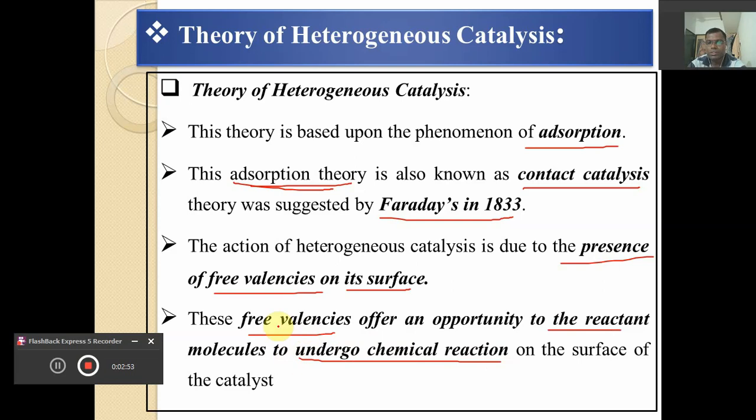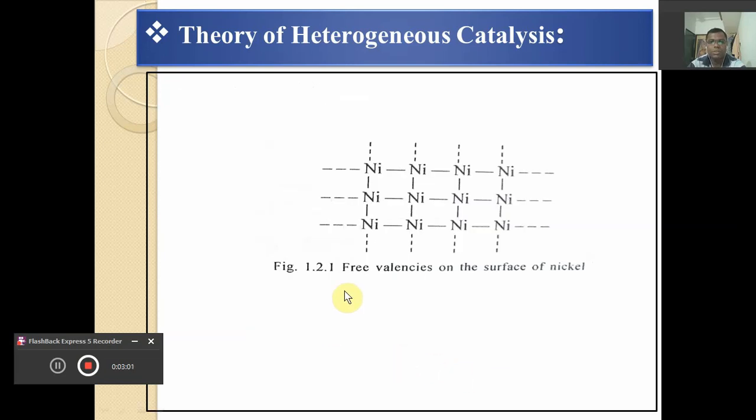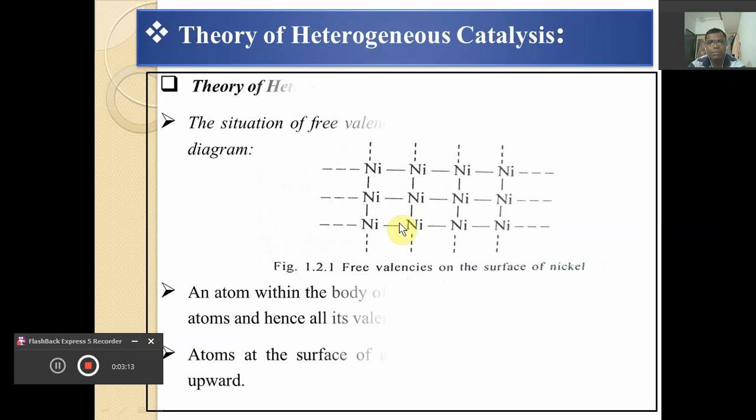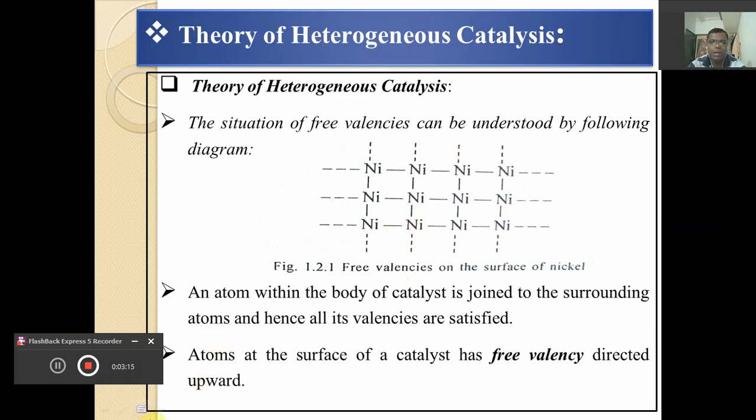So the free valences of the catalyst are responsible for the rate of reaction, and the free valences on the surface of nickel can be shown by means of this diagram. With the help of this diagram, we can explain the free valences of the catalyst on its surface, and the situation of free valences can be understood.